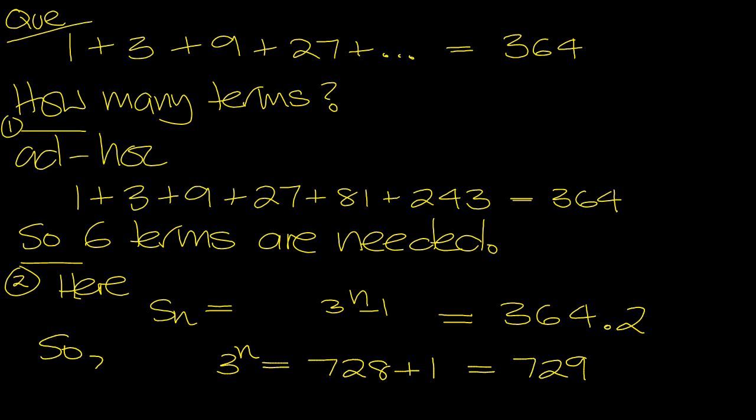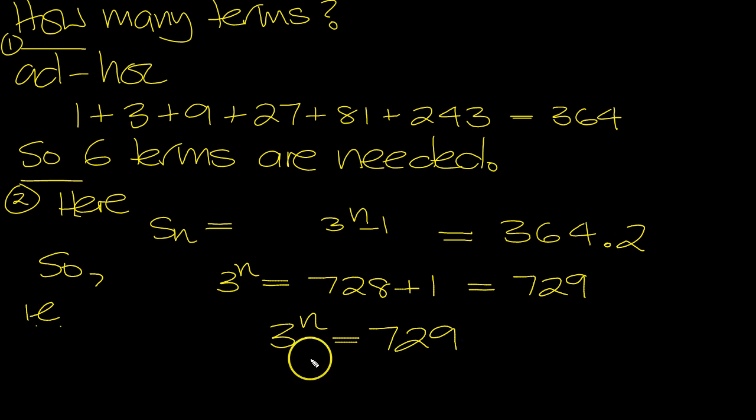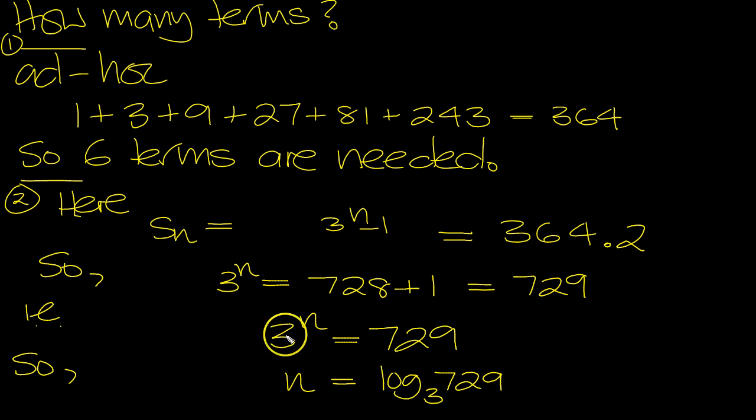And then what you can do is take logs, can't you? 3 to the n is equal to 729. So this is the equation in index form, as a power with the exponent n. We can change this to log form: the 3 swings down, n goes down to ground level, and it's log base 3 of 729. And that's how you go from indices to logs.